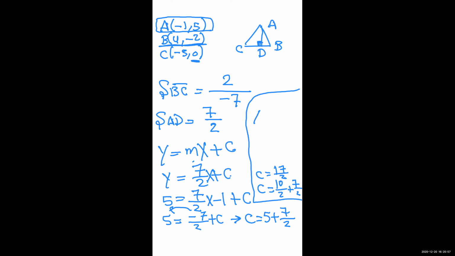So the equation now, y will equal, where's our equation? This one. 7 over 2 x plus c, c is 17 over 2. That's it. Now, guys, is it clear? Yes, Mr. Okay, great.